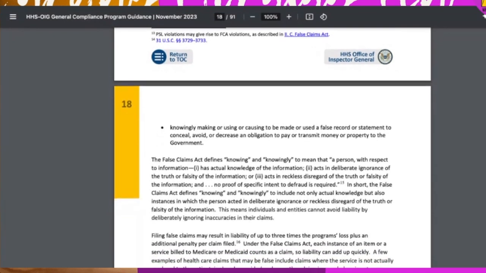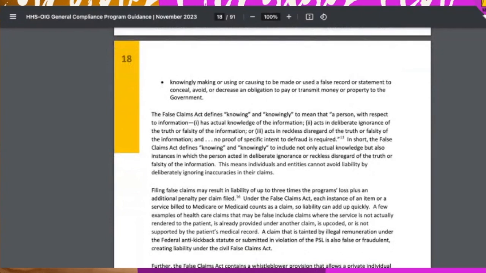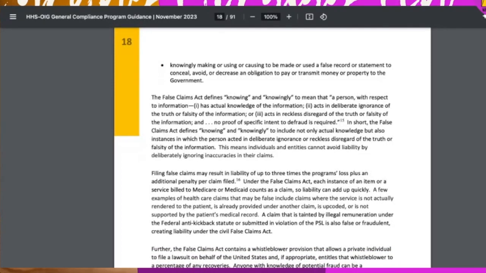The False Claims Act defines knowing and knowingly to mean that a person with respect to information has actual knowledge of the information, acts in deliberate ignorance of the truth or falsity of the information, or acts in reckless disregard of the truth or falsity of the information, and no proof of specific intent to defraud is required. In short, the False Claims Act defines knowing and knowingly to include not only actual knowledge, but also instances in which the person acted in deliberate ignorance or reckless disregard of the truth or falsity of the information. This means individuals and entities cannot avoid liability by deliberately ignoring inaccuracies in their claims.